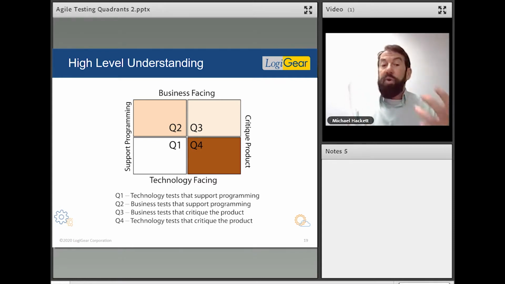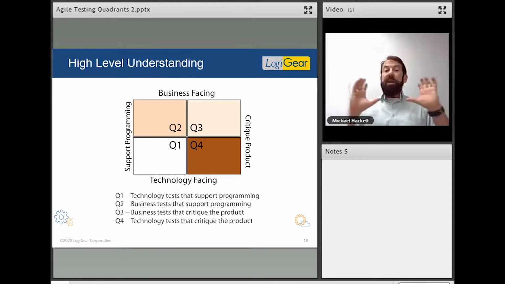When I say quadrant one is technology-facing tests, they're technical tests that are going to help you deliver better code. They're going to support programming. Quadrant three are business-facing tests. They're very different tests, right? The low-level technical tests are very different than the business-facing tests, done by different people at a different time.